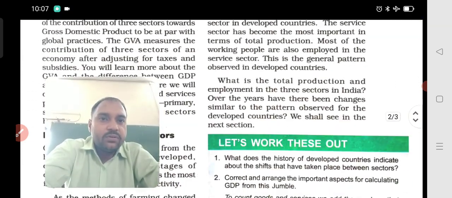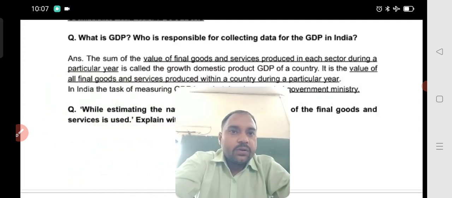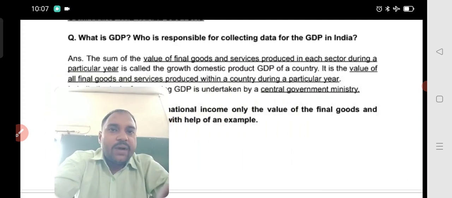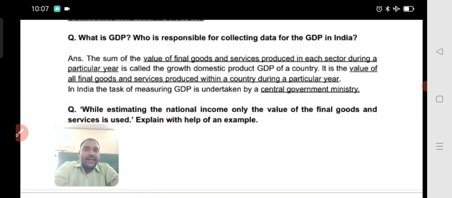Now we have to go through a few question answers also. Okay, the first question is: what is GDP? The answer is: the sum of the value of final goods and services produced in each sector during a particular year is known as GDP. By whom is it measured? GDP is simply measured by the central government ministry.